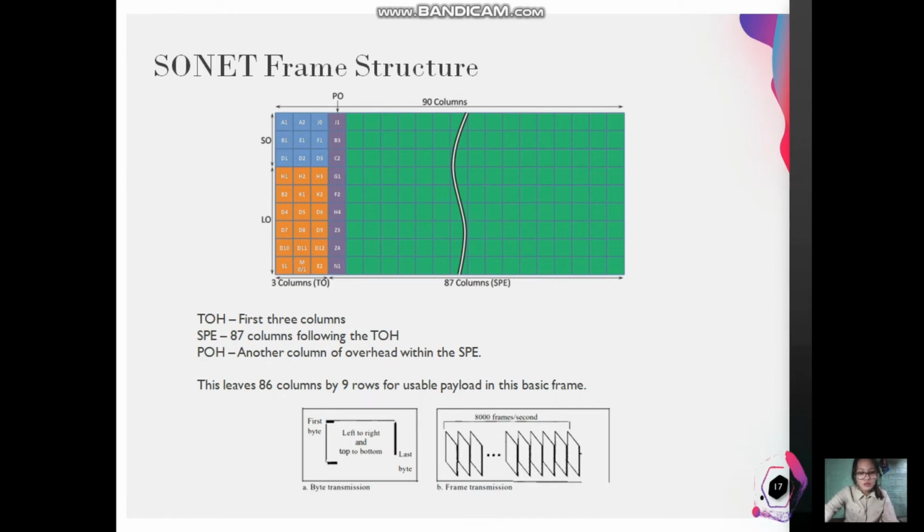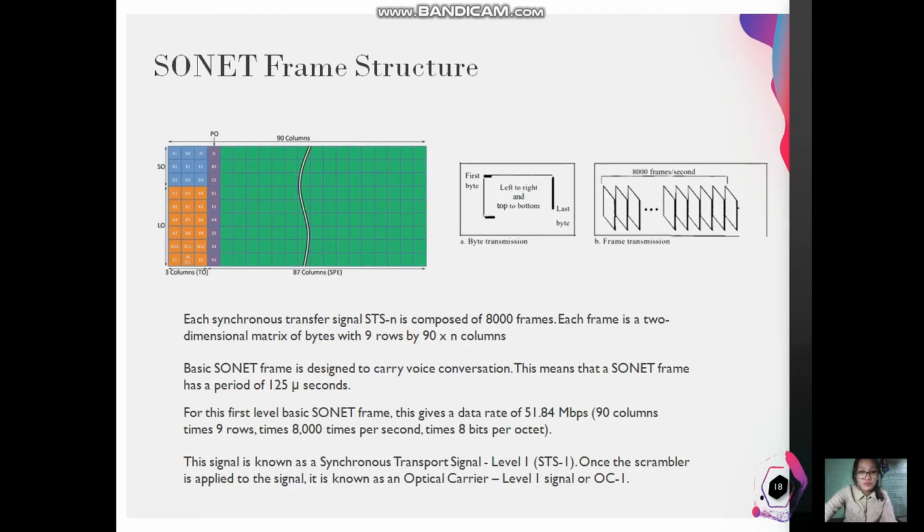The first 3 columns of a SONET frame are called the transport overhead, and you see that label. The 87 columns following the TO are the SPE, or the synchronous payload envelope. Within the SPE, there is another column of overhead, called the path overhead, whose location varies because of timing differences between the networks, but we won't explore this aspect right now. So this leaves us 86 columns by 9 rows for usable payload in this basic frame.